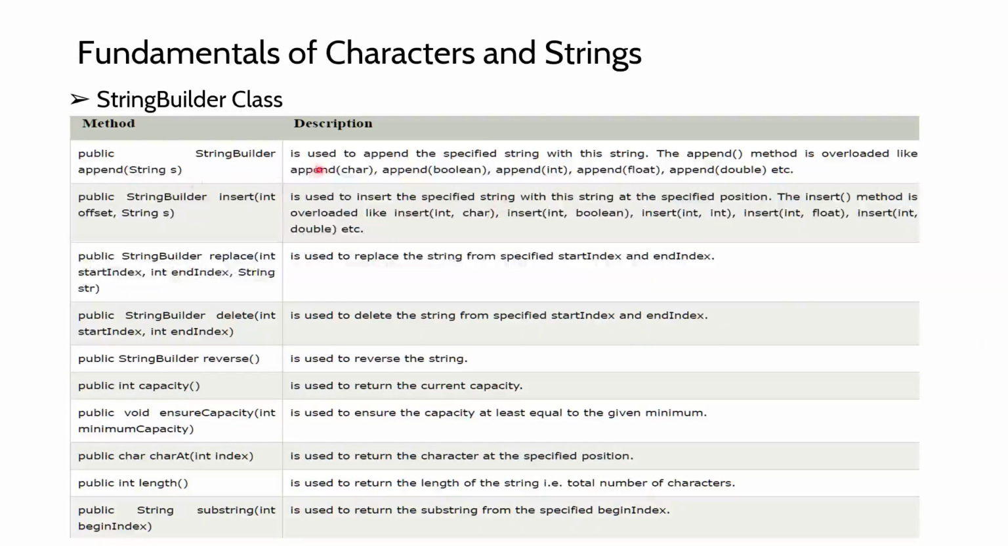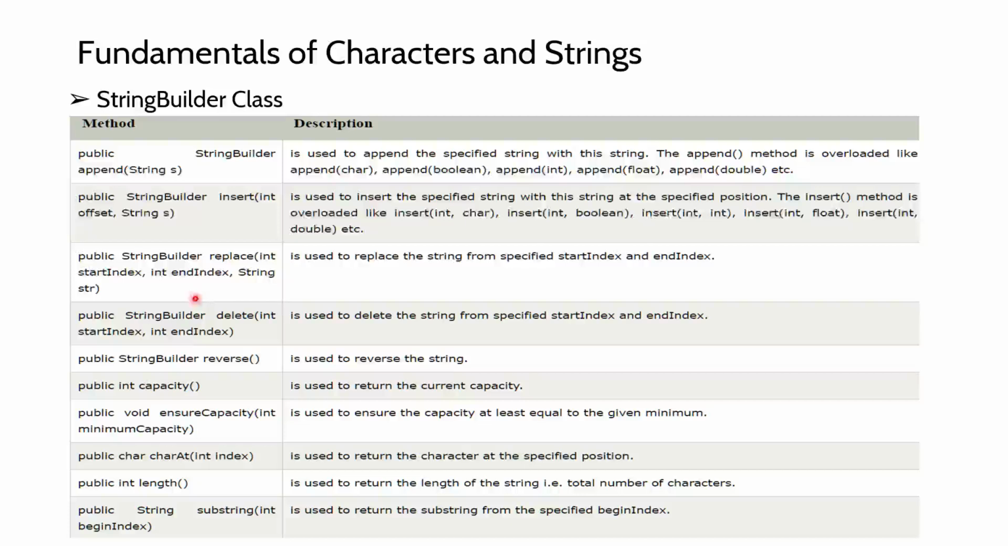So the StringBuilder class comes with a series of methods. The append method is used to append a string, an existing string, with a specified string. The insert method inserts a string within a string at a specified position within the string, and that position is passed in as an integer. The insert method is overloaded, so please take a look here at the different data types that can be used with insert.